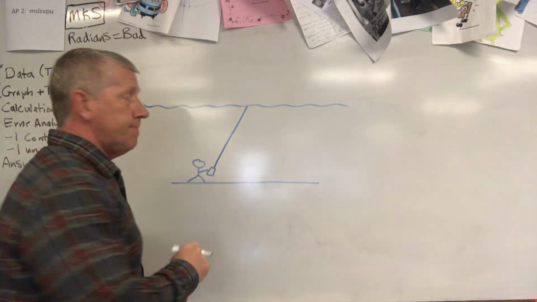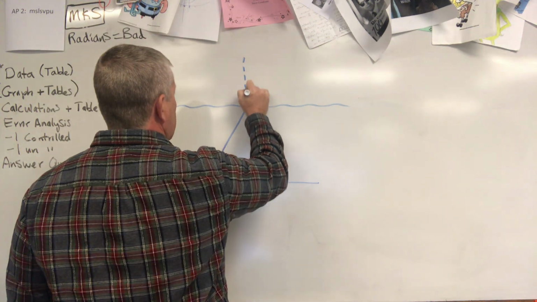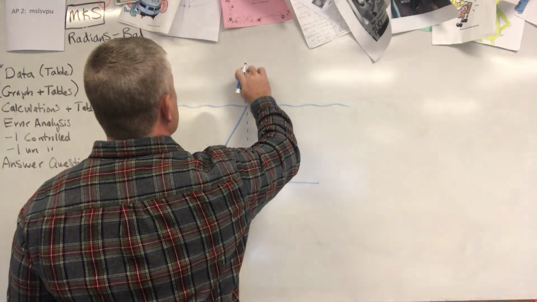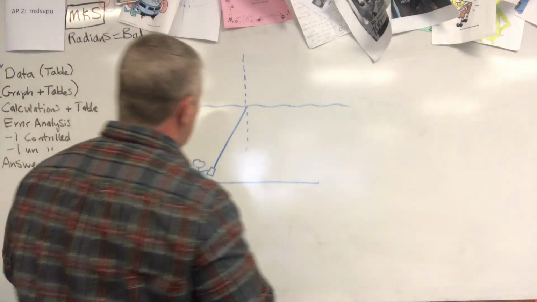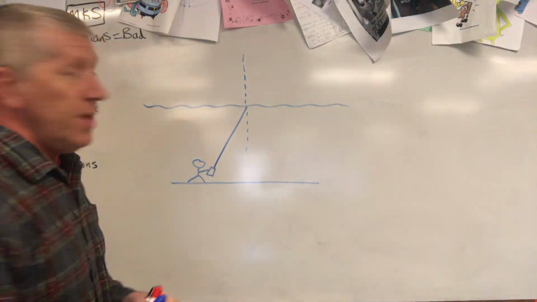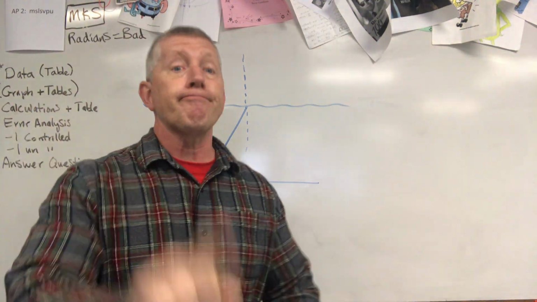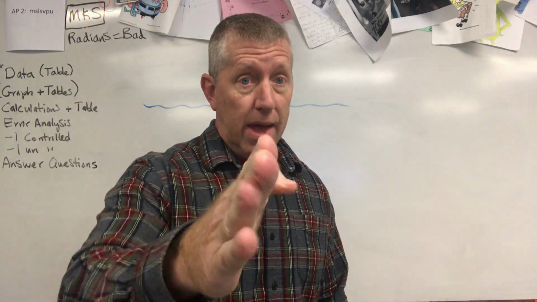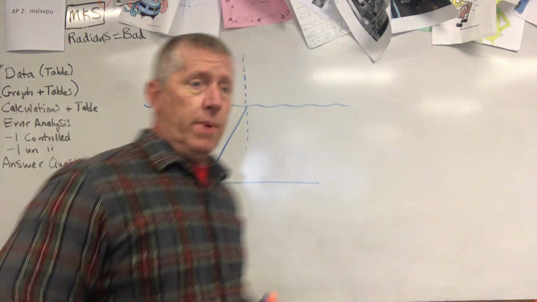Okay, let's draw a normal. Why'd you do that? Because we're going to have some angles and some refraction. But you said total internal reflection. Billy, relax, okay? We'll get into it.